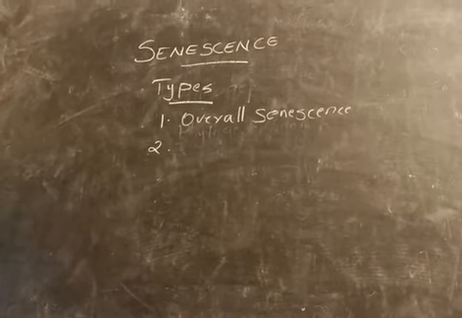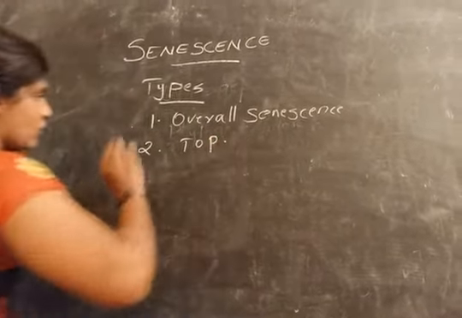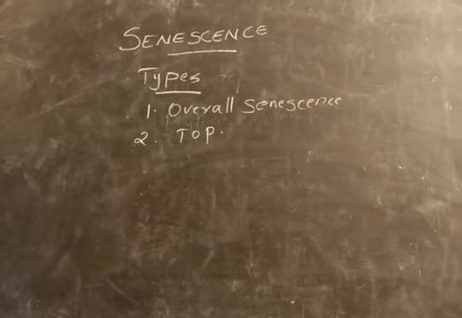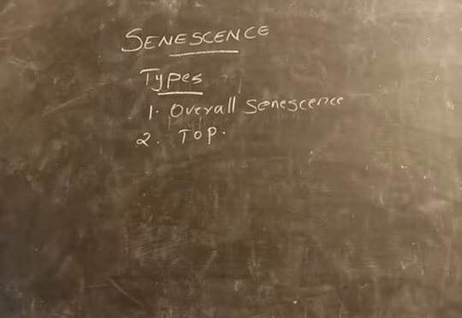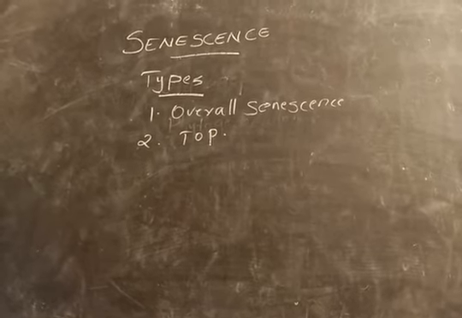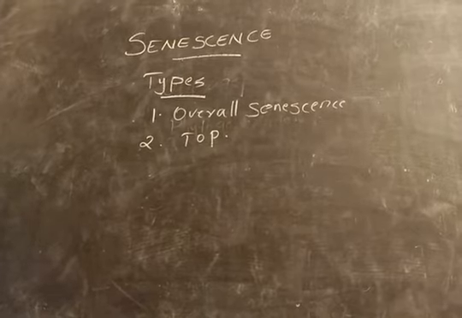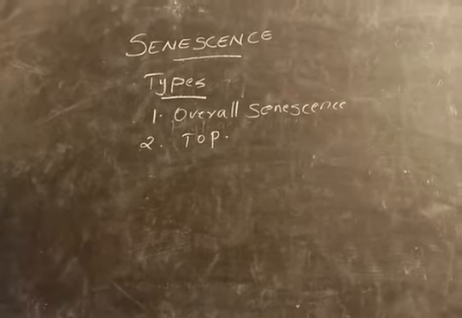The second one is top senescence. Top senescence means the aerial part of the plant is affected and becomes senescent. Examples: banana, gladiolus, etc. The third one is deciduous senescence.